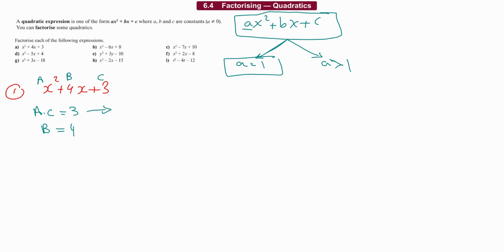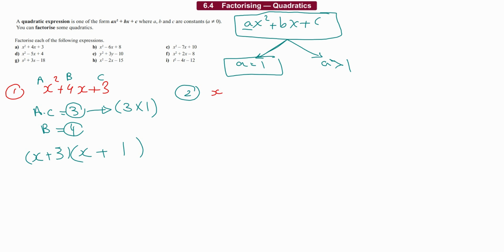Then we will look for two numbers. Their product is 3 and the sum is 4. Which two numbers have a product of 3 and a sum of 4? 3 times 1. So we will open our brackets and put here x, here 3, and here number 1. So the result will be x plus 3 times x plus 1. And now I factorized this expression.